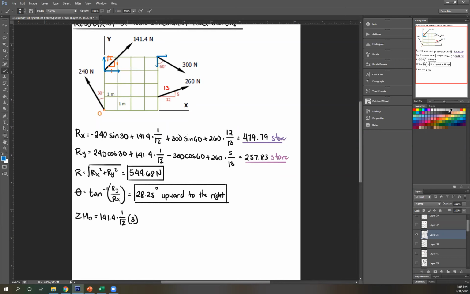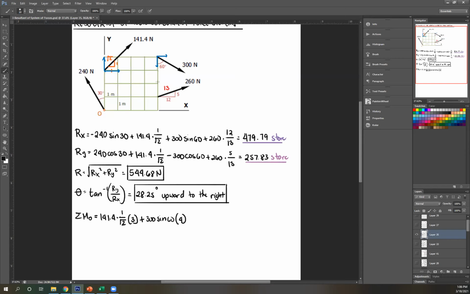So none of them cancels out. So let's start with the horizontal component. Rotate it about O, that's clockwise, therefore positive. 300 sine 60. Again, this is the horizontal component multiplied by perpendicular distance. So extending its line of action, this is 1, 2, 3, 4 sides or 4 boxes from O, times 4.